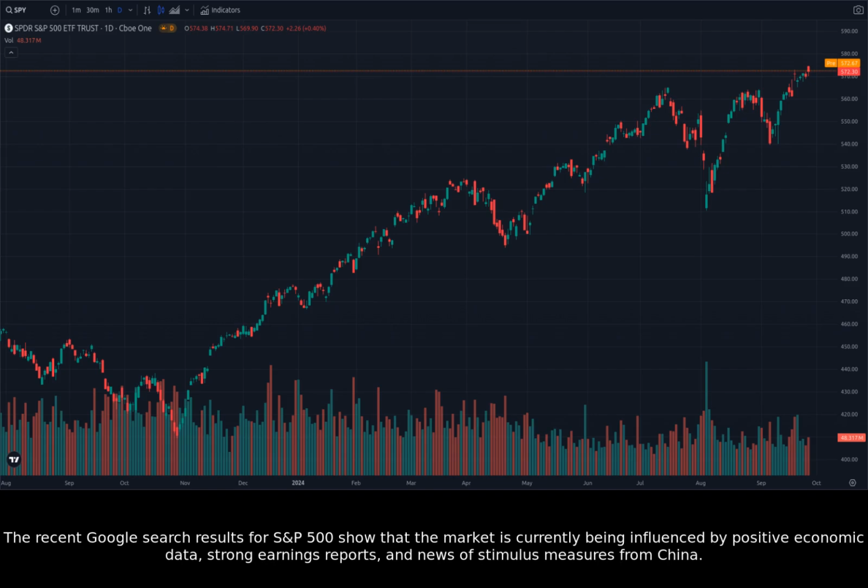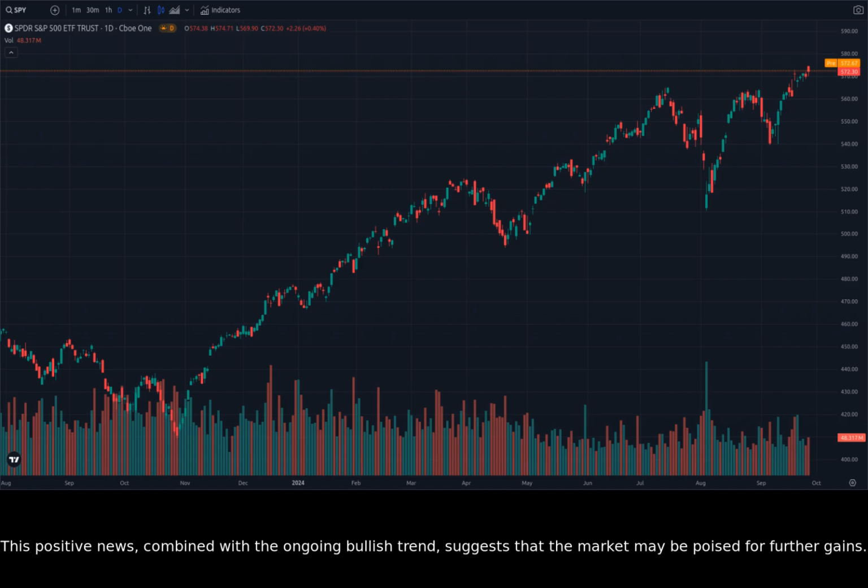The recent Google search results for S&P 500 show that the market is currently being influenced by positive economic data, strong earnings reports, and news of stimulus measures from China. This positive news, combined with the ongoing bullish trend, suggests that the market may be poised for further gains. But it's important to remember that the market is dynamic and trends can change quickly.